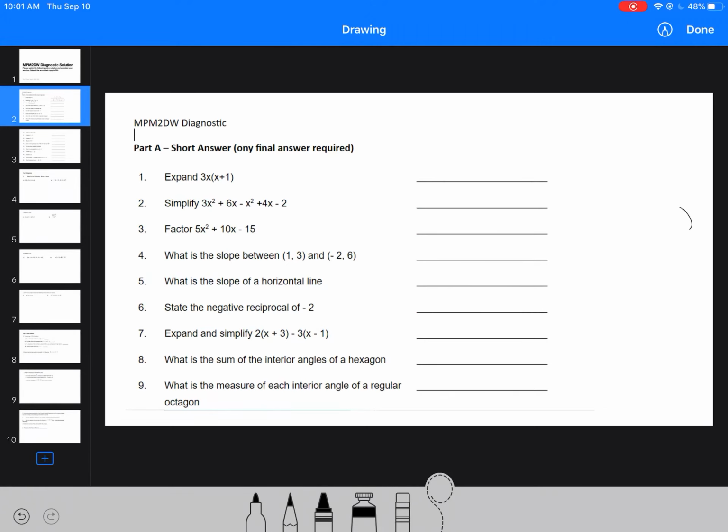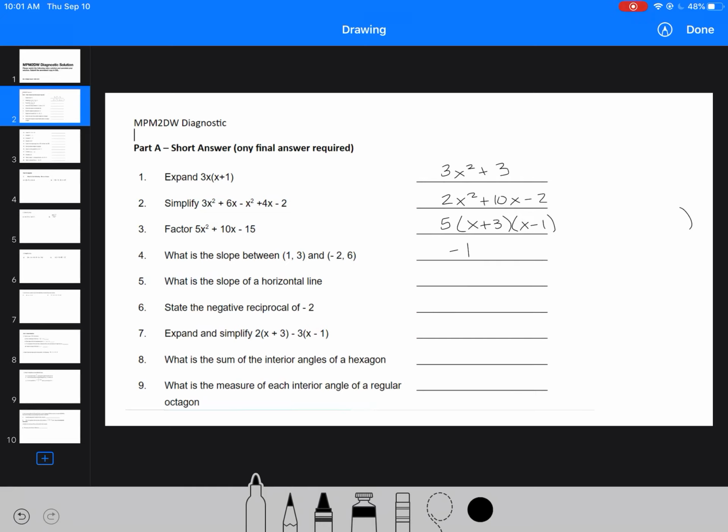This video goes through the solutions to the diagnostic tool. Here we go. So the answer to the first short answer was 3x squared plus 3. Second one, 2x squared plus 10x minus 2. Third one, 5 times x plus 3 times x minus 1. 4.